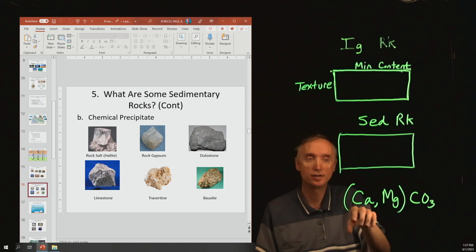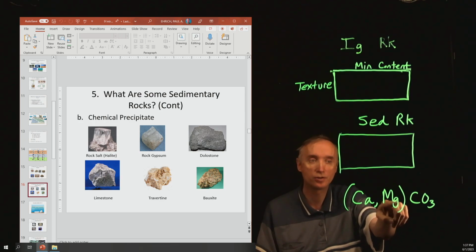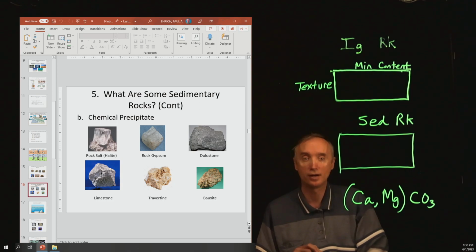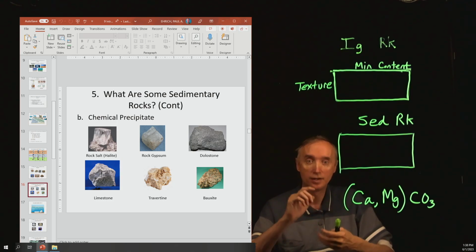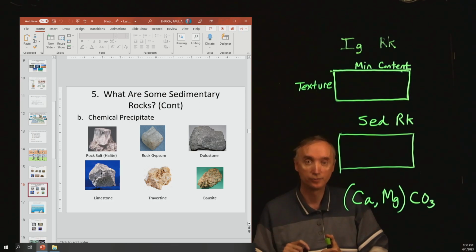So the difference is, if you take calcite and you start to put a little bit of magnesium in there, then that turns into dolomite. And then when dolomite turns into a rock, that's going to be dolostone.